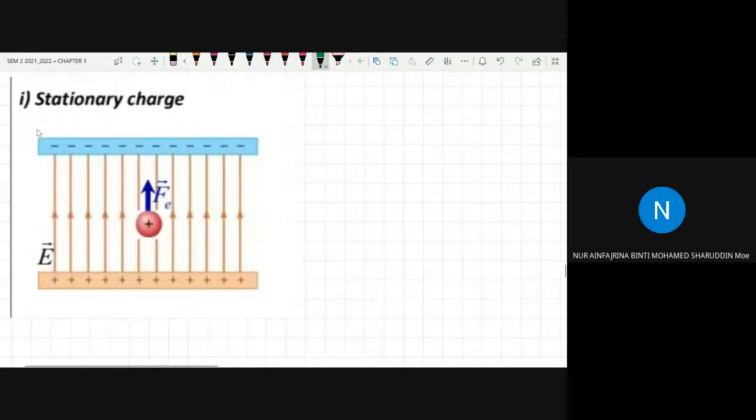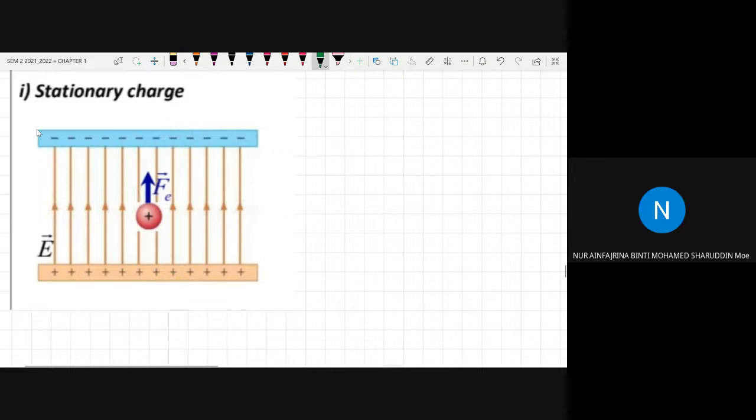So, the first case adalah bila dia stationary charge. Maksudnya, kita akan letak charge yang tak bergerak. Stationary charge means the charge is not moving, ataupun dalam keadaan pegun, dalam electric field kita. So like your friend told me just now, electric field akan keluar daripada positive charge to negative charge. So ini yang Miss highlight warna kuning ini adalah your electric field.